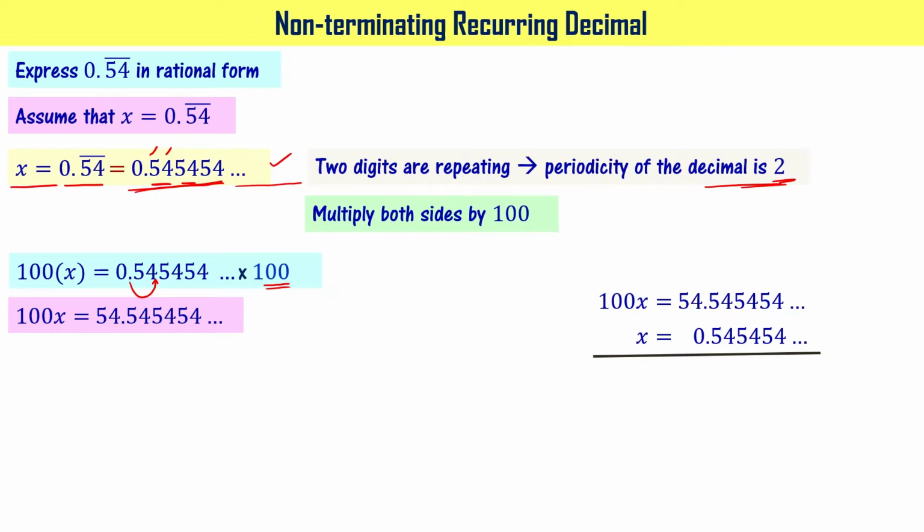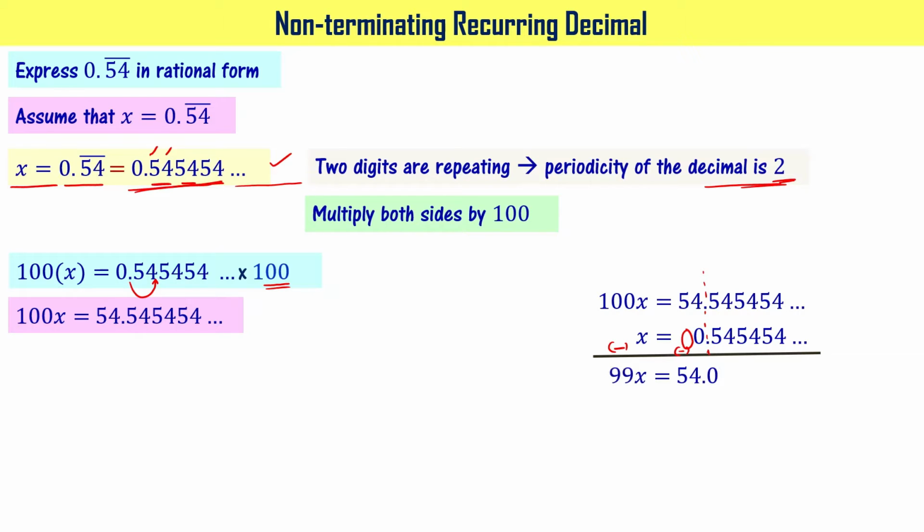When you write it, as we have discussed earlier, these dots have to be on the same straight line. Please note this, right? That's why we have written 0 here, and then after the dot 0.545454 is continuing. So when you subtract, you change the sign on both sides. 100x minus x is 99x. 54.545454 and so on minus 0.545454 and so on becomes 54.